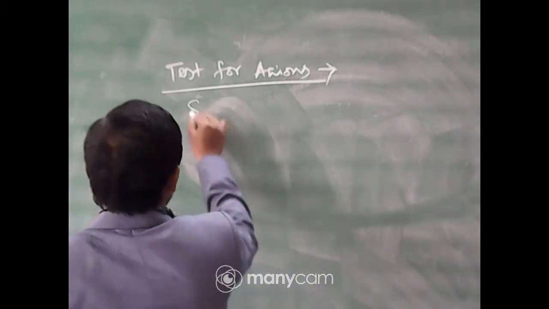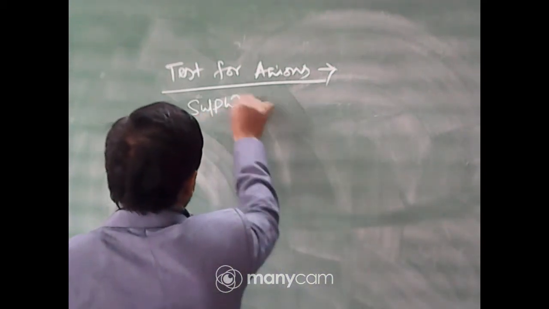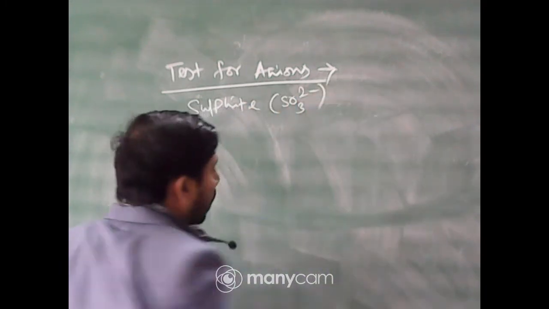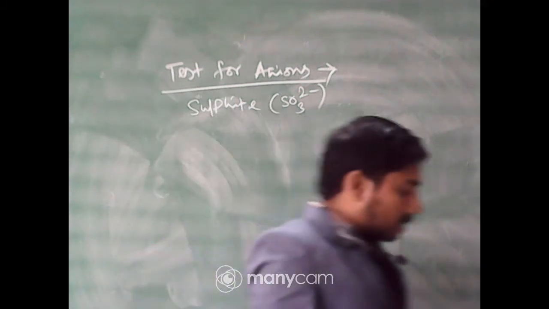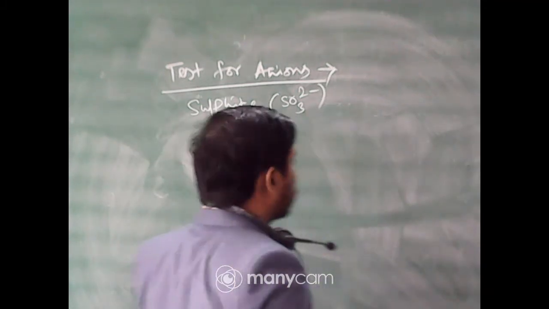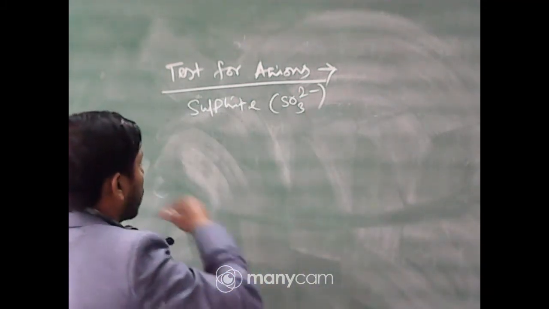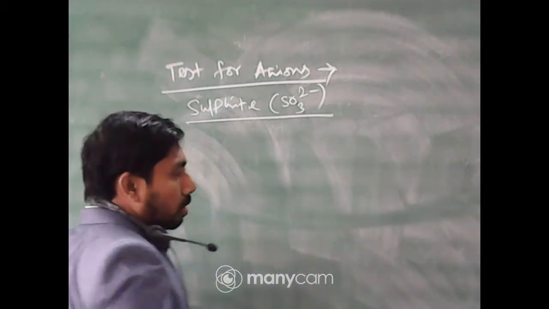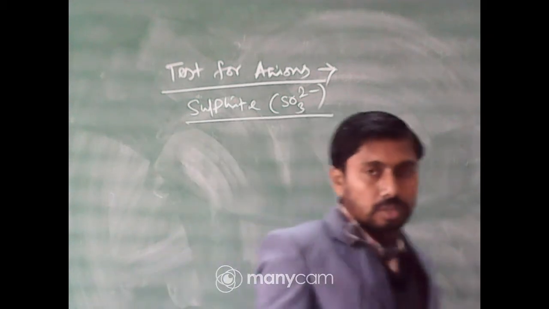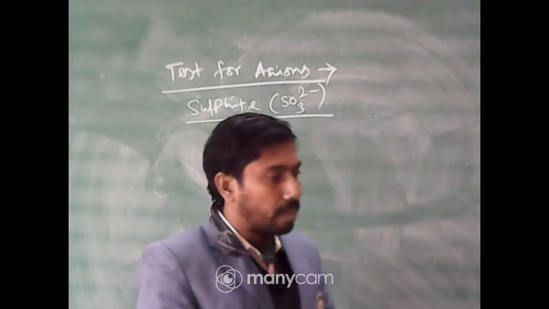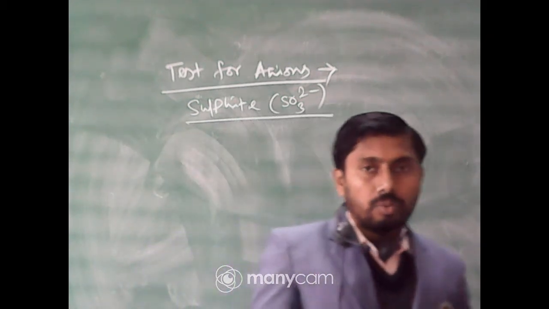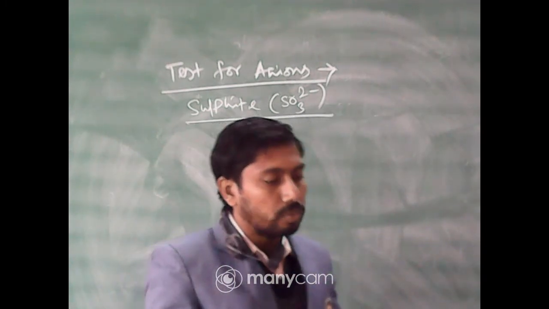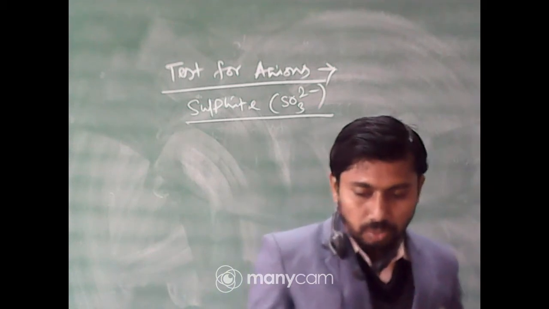First of all, for sulphite, SO3 2 minus. Another test is for sulphate. Sulphate is very easy; later on we will show you the test for sulphate. So first, sulphite. We have to take the dry sample and add water to dissolve it, then the appropriate reagent will be added. So just look at this.